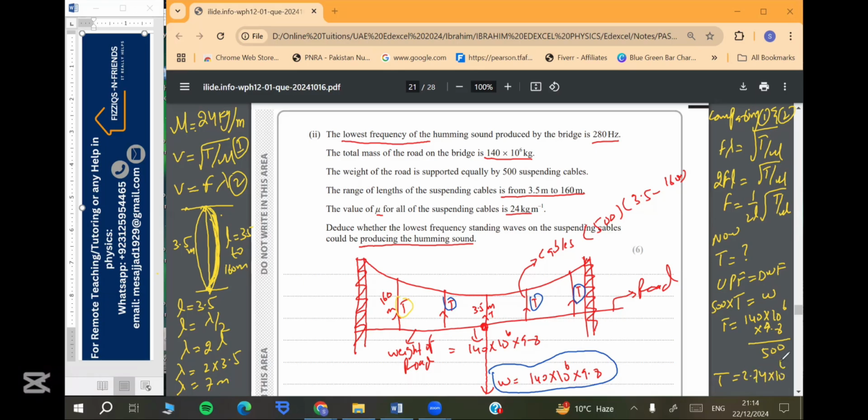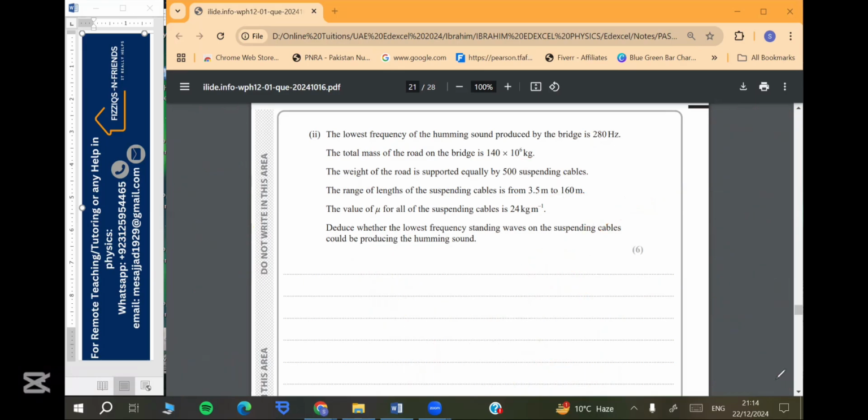So from here we get the tension to be 2.74 into 10 raised to the power 6 newtons. Okay, so I'm removing all of it and moving to the next. Finally, we have T as 2.74 into 10 raised to the power 6 newtons. And we have the lengths, first of all 3.5, and then 160 meters.